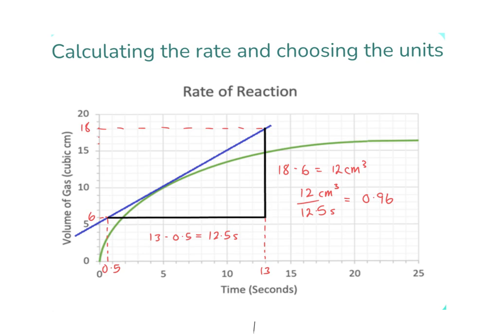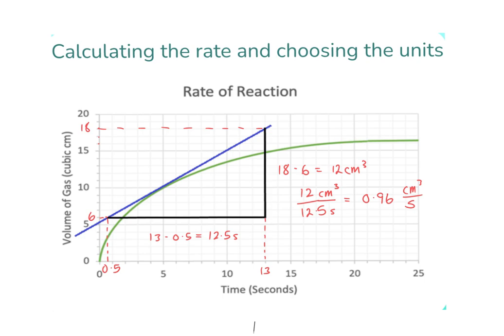Now you must have a unit in an exam question when you're doing this type of calculation. And we can look at our sum to work out what the unit will be. We have divided centimeters cubed by seconds. So the unit is actually centimeters cubed divided by seconds.